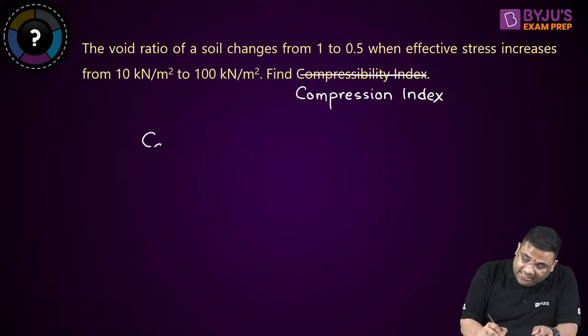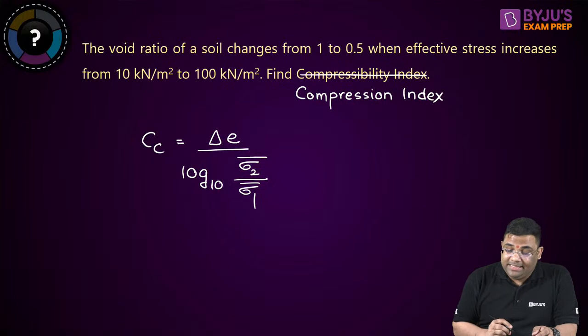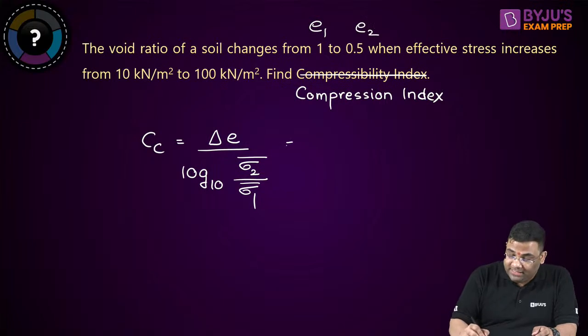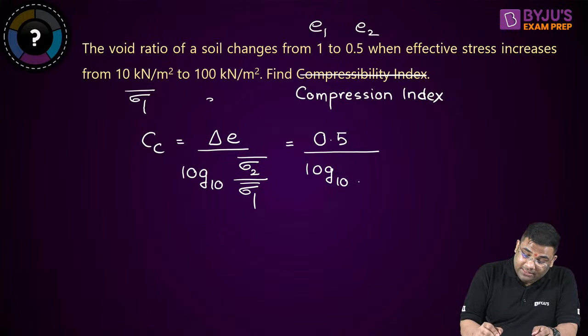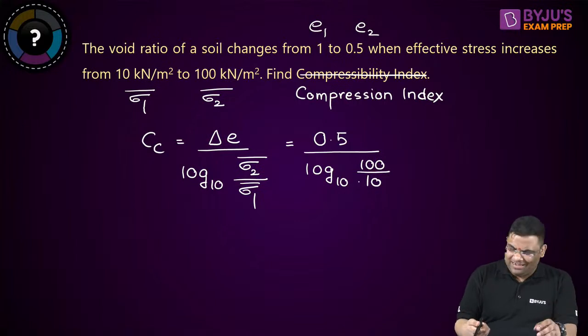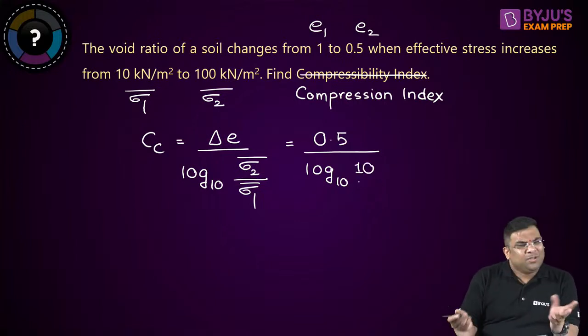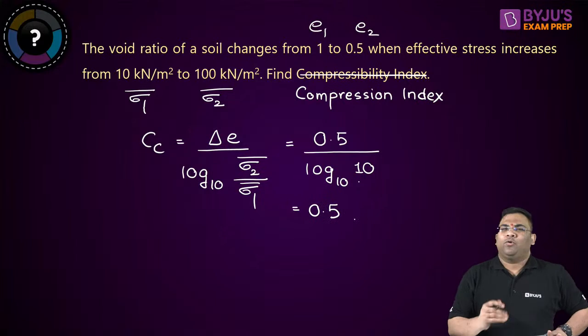You see, compression index is what? The change in void ratio divided by log 10 sigma 2 dash by sigma 1 dash. In the question, you can see that the void ratio changed from E1 equal to 1 to 0.5. So what is the change in void ratio? It is 0.5. Then divide by log 10, okay, this is sigma 1 dash and this is sigma 2 dash. So 100 by 10. What is 100 by 10? That is 10, right? And what is log 10 base 10? That is 1. So I get how much? 0.5. So this is how we find out compression index.